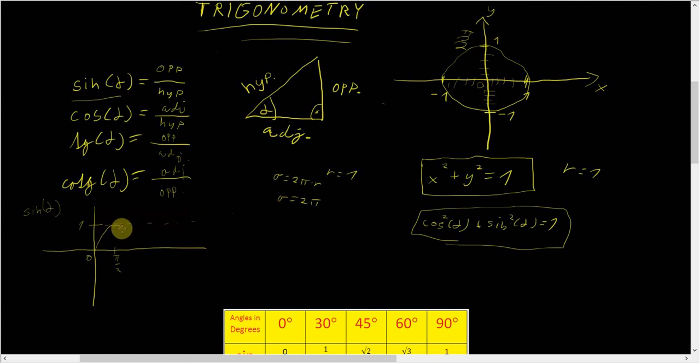And once we continue down, so we're going downwards on the y-axis to the point pi, we get 0. Now we continue some more, and we get minus 1 at the point 3/2 of pi. And at the point 4/2 of pi, which is 2 pi, we get 0 again.